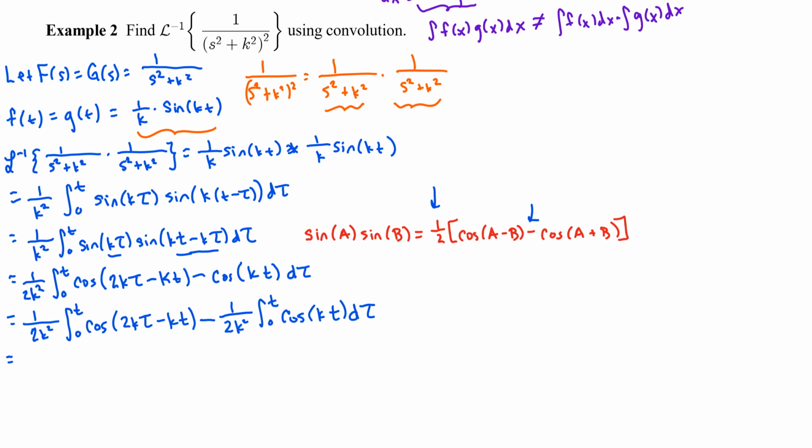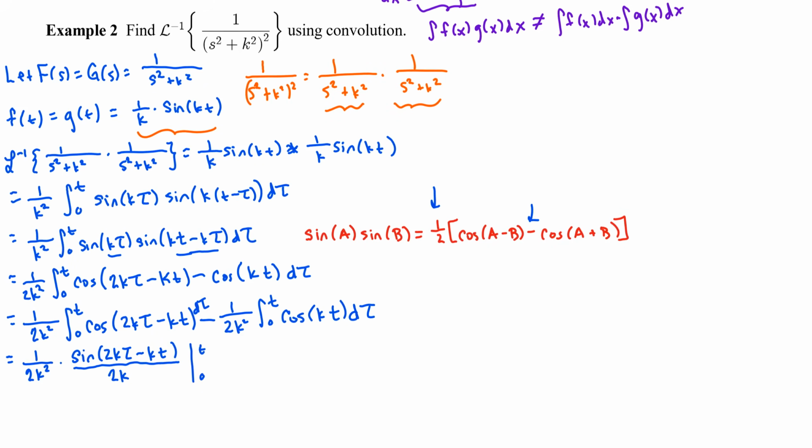We've got this coefficient 1 over 2k squared. And now we want to find the antiderivative of cosine, oops, I forgot a d tau, sneak that in there. Antiderivative of cosine of 2k tau minus kt d tau. So we're going to recognize first that when we integrate cosine, we get sine. So we're going to have sine of the argument, and we divide by the derivative of the argument with respect to tau. The derivative of that argument with respect to tau is 2k. Then we will evaluate this from 0 to t.